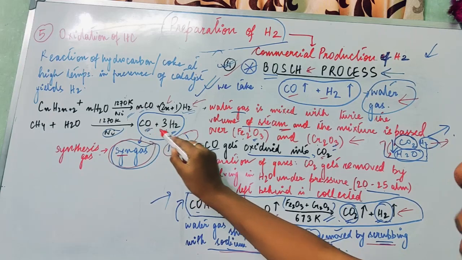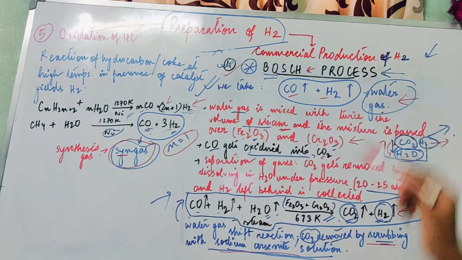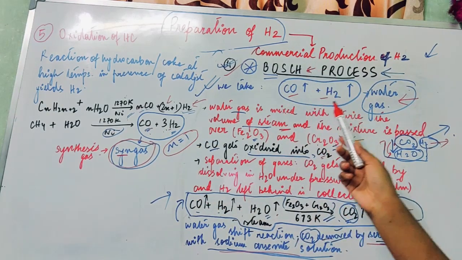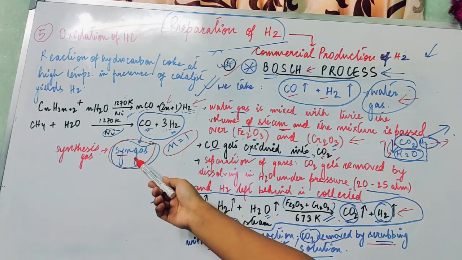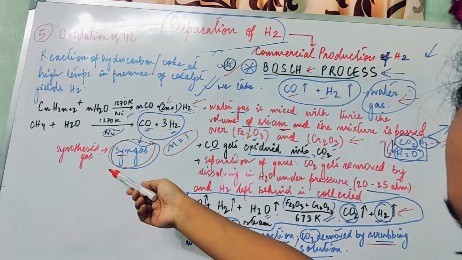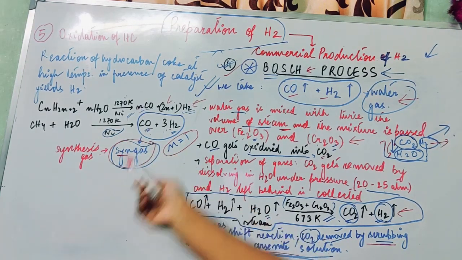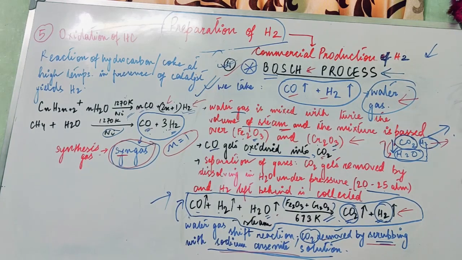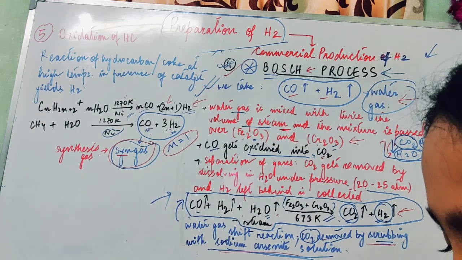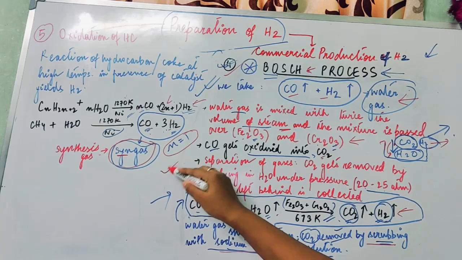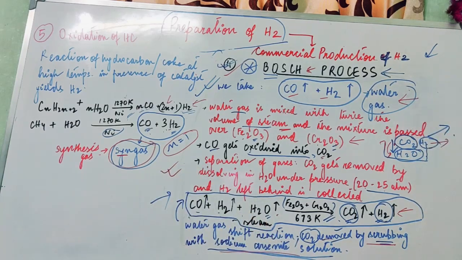Syngas: CO plus H2 is also known as water gas, as I mentioned in the Bosch process, and here it is known as syngas or synthesis gas because it is used in the synthesis of methanol and a number of hydrocarbons. So this method is also important.